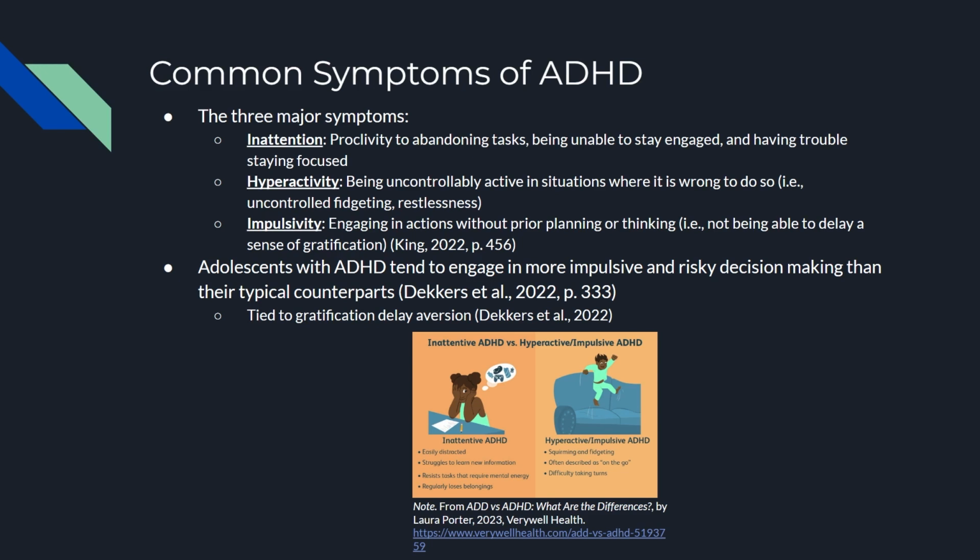Now, a recent study has found that adolescents with ADHD are more likely to engage in more impulsive and risky decision making than adolescents who do not have ADHD. The study also found that this behavior is tied to an aversion to delaying gratification. So a lot of this uncontrollable behavior and inability to control one's actions ties down to the inability to delay gratification. Like they feel like they need to do this, and it's uncontrollable. It's not like they're choosing to do this. It's just how their brain is wired. They feel this need to get that instant sense of gratification instead of being able to delay it until a further time.